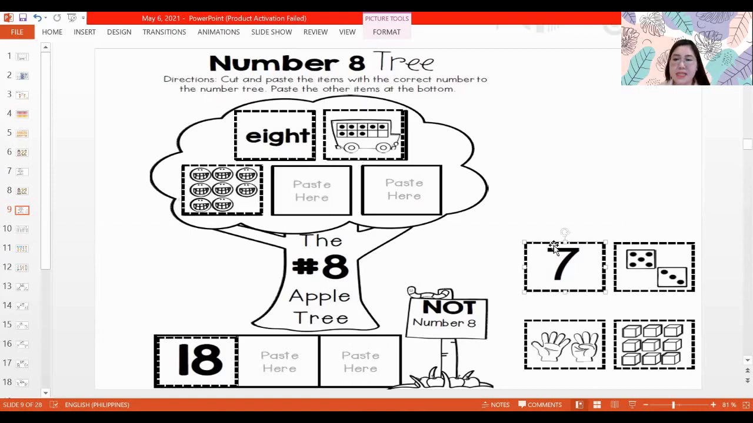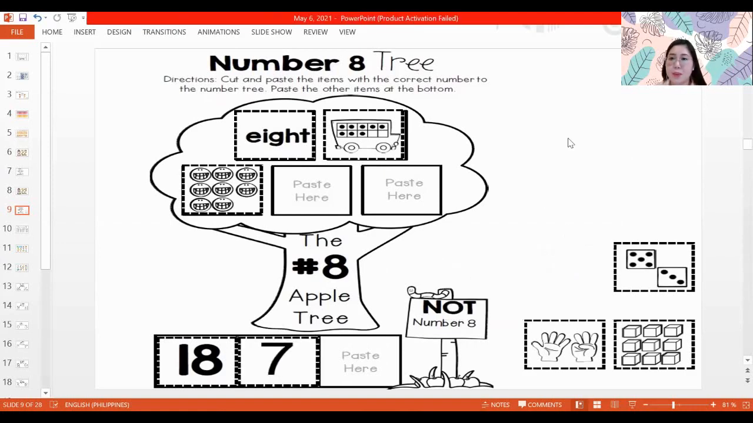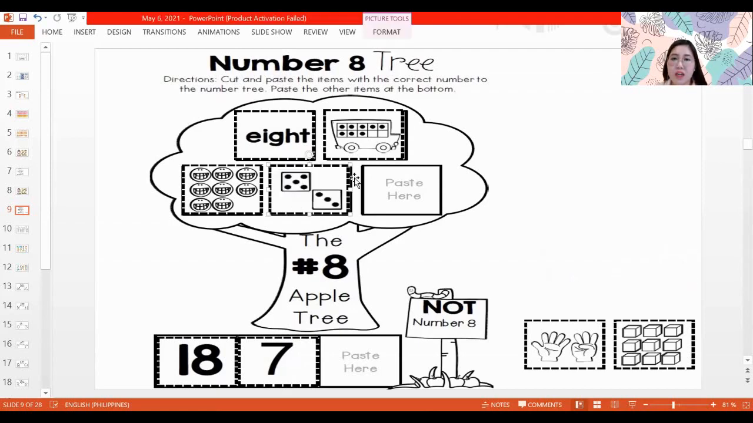This number that doesn't show 8, that's number 7. Just like our number a while ago. Now the dots on our dice, 1, 2, 3, 4, 5, 6, 7, 8. Eight dots should be on the tree. Now let's count the fingers on the hand. 1, 2, 3, 4, 5, 6, 7, 8. That's 8 fingers up. Let's put it on our tree.